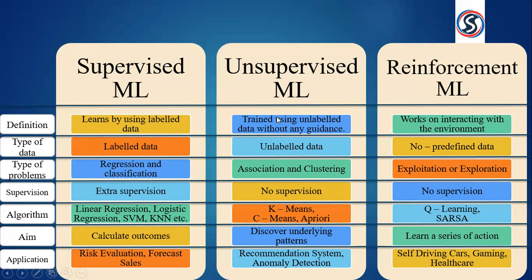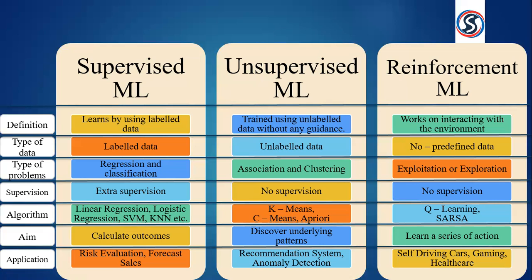Now, coming to the unsupervised machine learning. So what is this unsupervised machine learning? In a very simple manner, in supervised machine learning, we already have the output of the past data or of the current data. But in unsupervised machine learning, we don't have the output here. That means we have the unlabeled data.